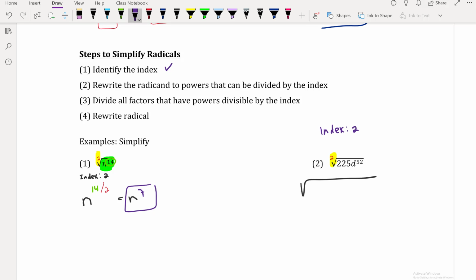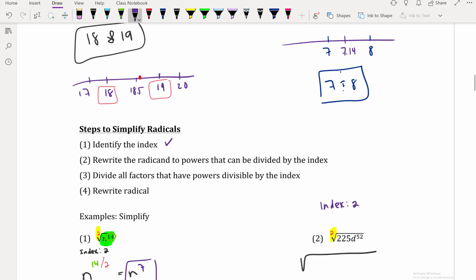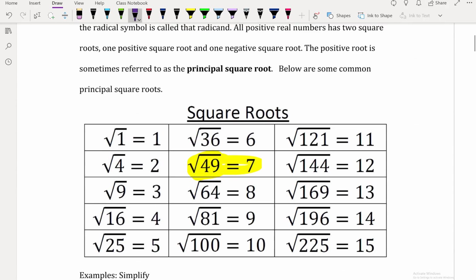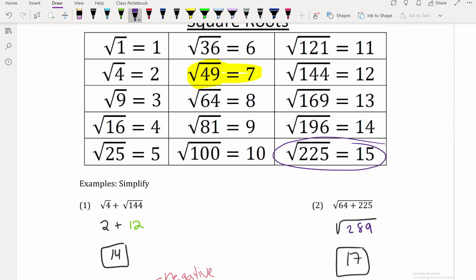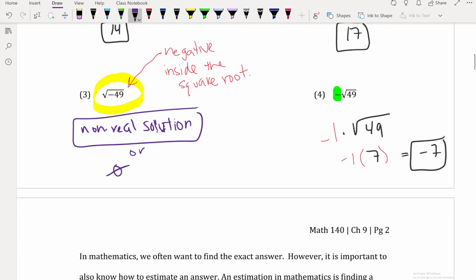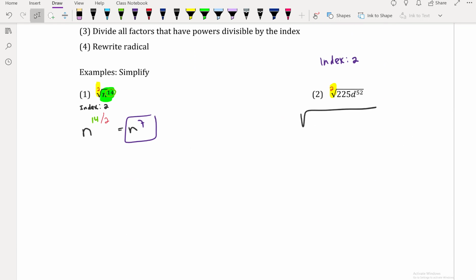I'm going to rewrite everything. So the square root of 225. I think I have that up here. Yep, here we go. The square root of 225 is 15. So I'm going to rewrite this so that 225, I really know that that's 15 squared. Okay. Now I'm going to take a look at that D value here, 52. Well, 52 can also be divided by 2. So I'm going to go ahead and let that be. So I have D to the 52.